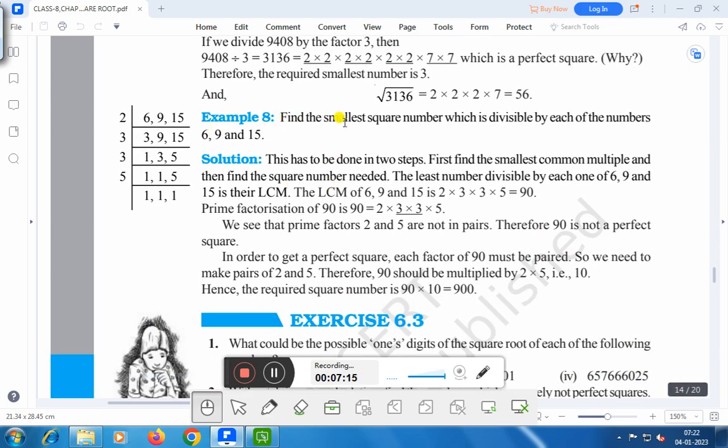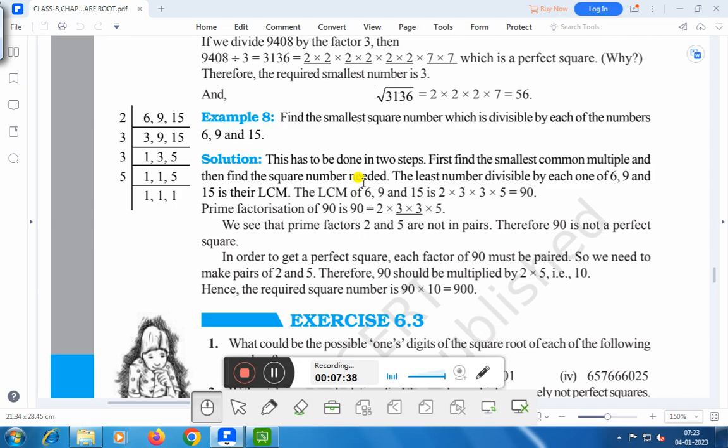Example 8. Find the smallest square number which is divisible by each of the numbers 6, 9 and 15. This has to be done in two steps. First of all, find the smallest common multiple and then find the square number needed. The least number divisible by each of 6, 9, 15 is the LCM. Therefore, the LCM of 6, 9, 15 is 2 into 3 into 3 into 5, that is 90.